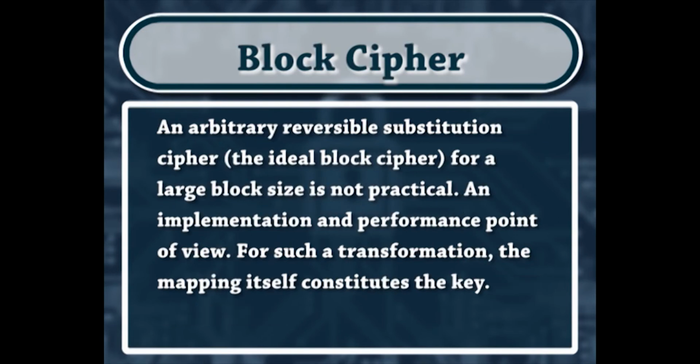An arbitrary reversible substitution cipher, the ideal block cipher for a large block size, is not practical from an implementation and performance point of view. For such a transformation, the mapping itself constitutes the key. In considering these difficulties, Feistel points out that what is needed is an approximation to the ideal block cipher system for large n, built up out of components that are easily realizable.